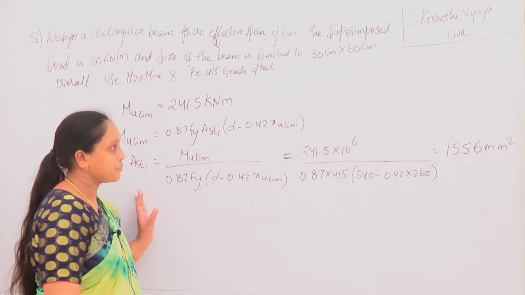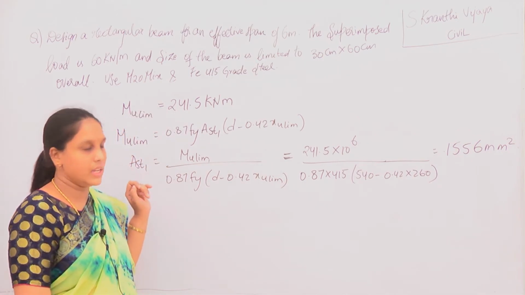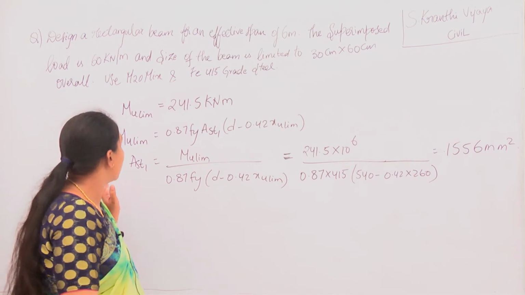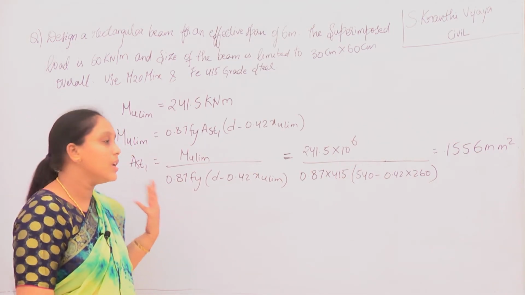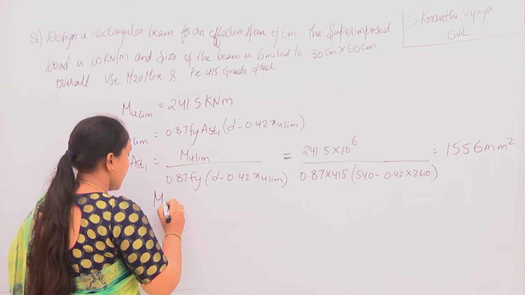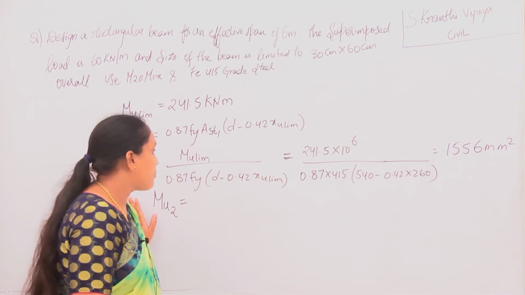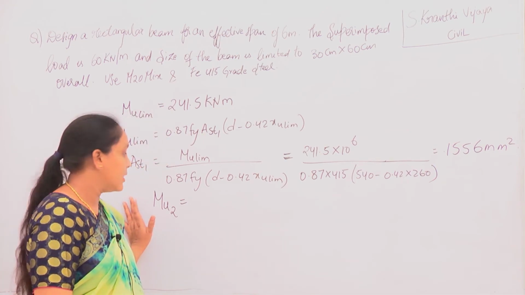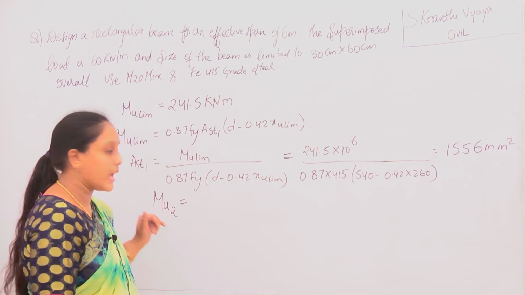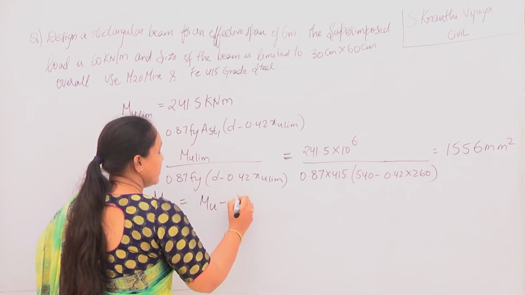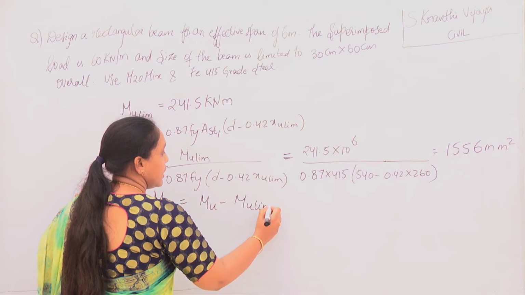So now we have calculated the Ast1. So what is the next step that you have to follow? You have to calculate the additional moment Mu2, which has to be carried by the compression and the tensile steels. So how will we calculate Mu2? Mu2 is equal to Mu minus Mu limit.